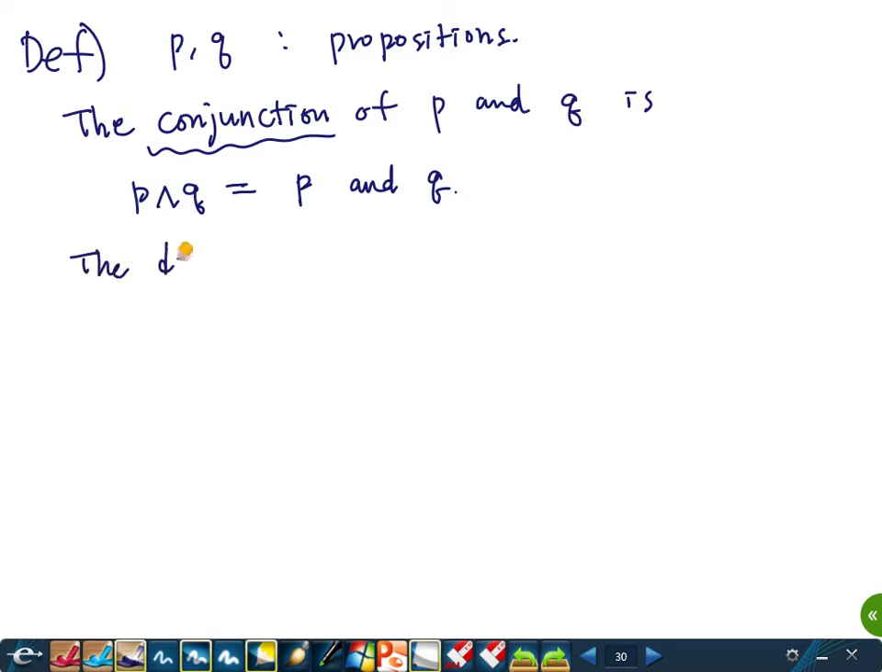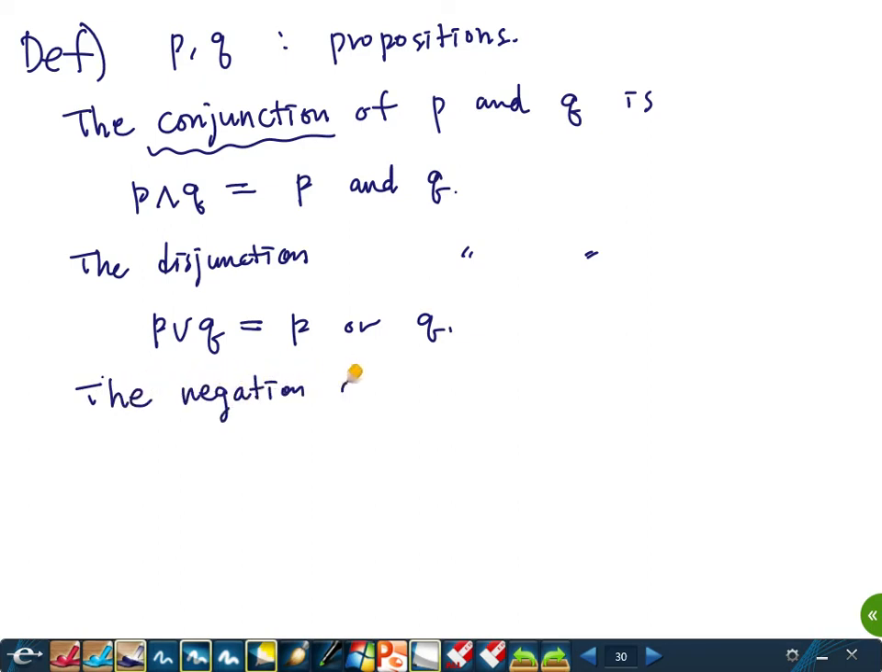And the disjunction of two propositions P and Q is denoted like this, V: P or Q. And the negation of P, we only need one proposition for negation, is denoted neg. It means not P.